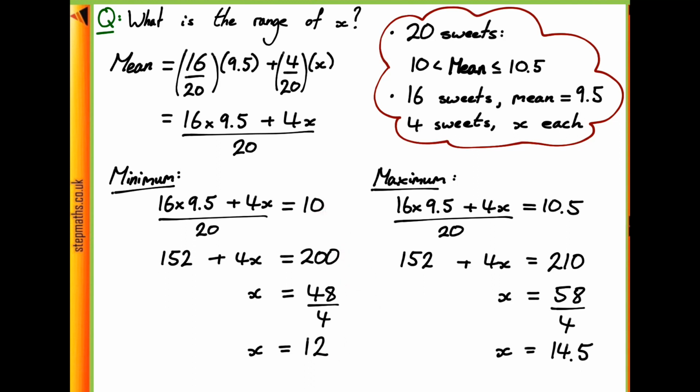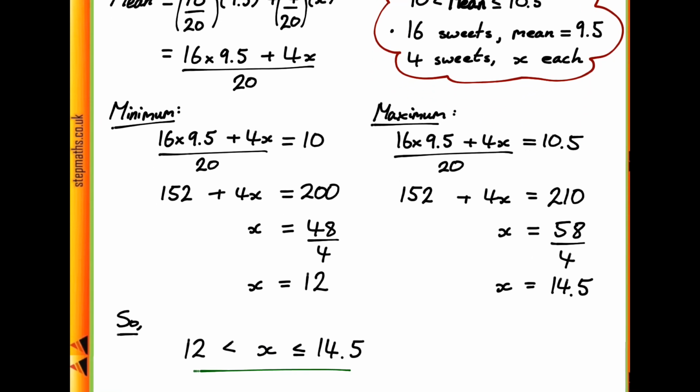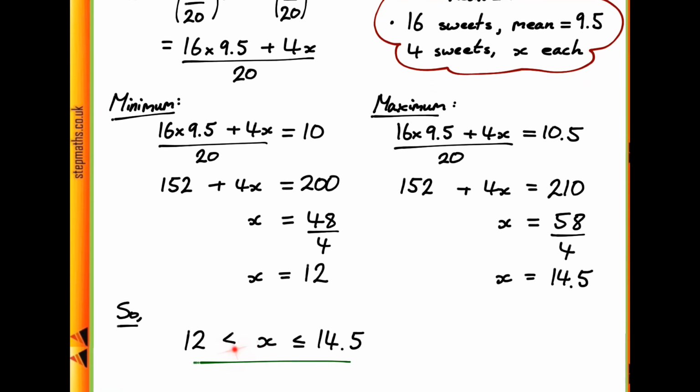So we have to find the range of values of x. Now our mean has to be greater than 10, so therefore this mass has to be greater than 12. But our masses here could be 14.5 because the mean can be 10.5. So bearing that in mind, we can just write our mean in this way, with our masses being greater than 12 but less than or equal to 14.5 grams. And this answer here is going to correspond with A given in the question.